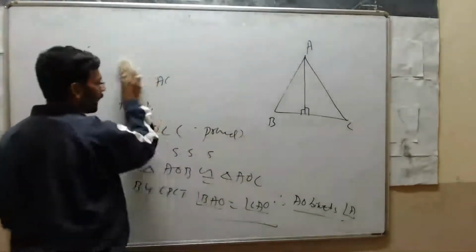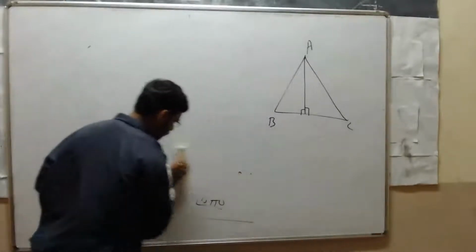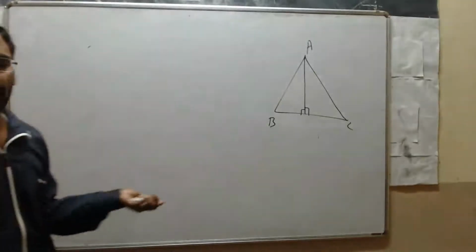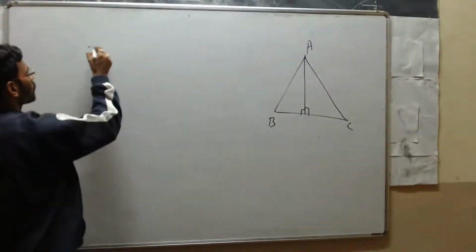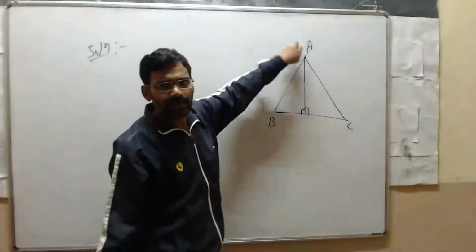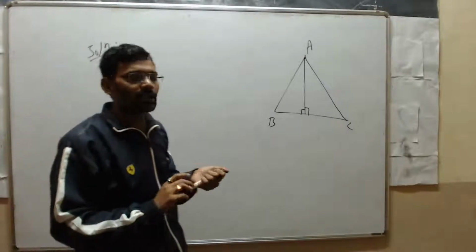Okay, we have to prove AB equal to AC. If two sides are equal, it means ABC is an isosceles triangle. Solution first. Now, since AD is the perpendicular bisector, AD will divide ABC into how many triangles?